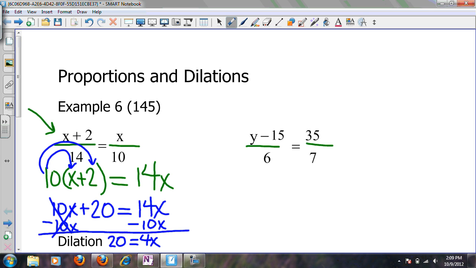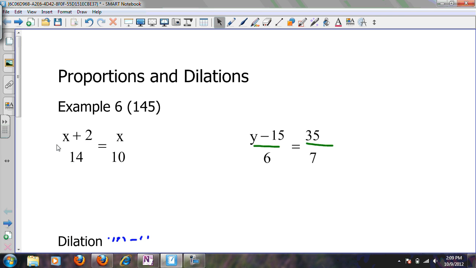My last step would be to divide both sides by 4 if I needed to, but I might already know that x is going to equal 5 because 4 times 5 is 20. You can go back up to the original proportion and put 5 over 10, which is equal to 1/2, and put 5 plus 2, which is 7 over 14, which also equals 1/2. Then you know that x value of 5 is true.